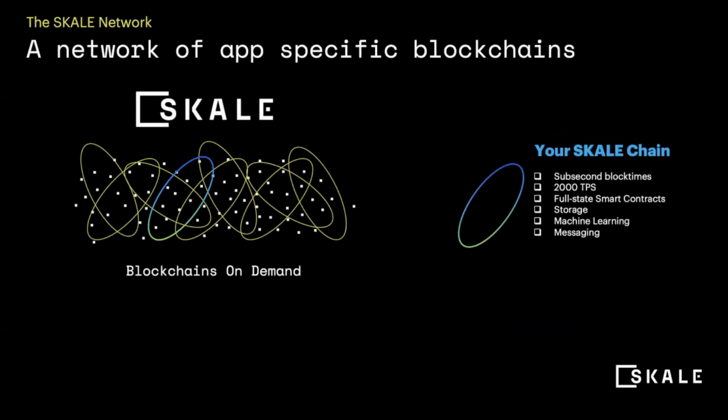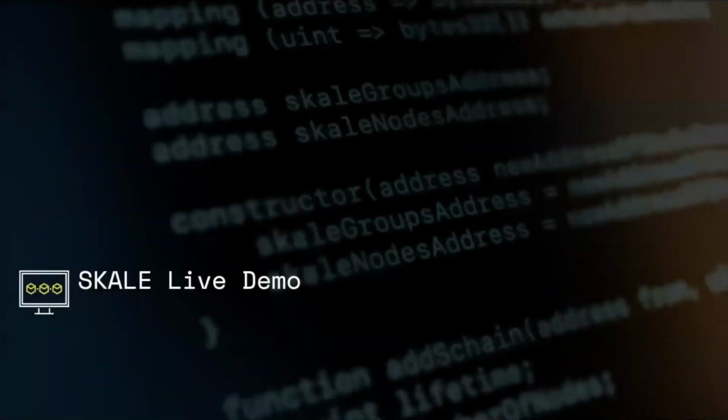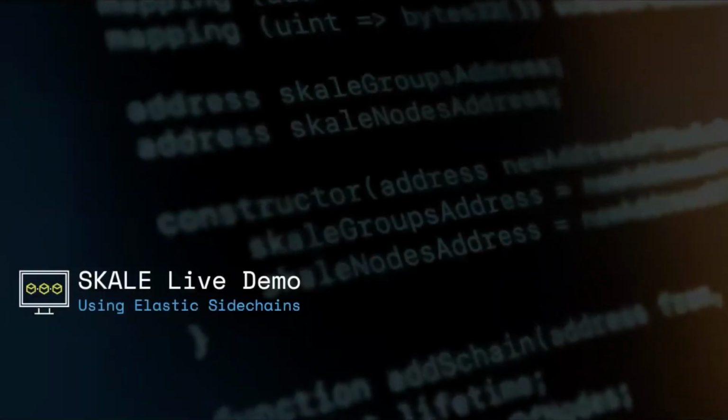Instead, when you spin up a SKALE chain, you decide what size you need and configure it to meet your requirements. With a small chain, you'll get fewer transactions per second, which is great when you're just in the beginning stages of developing your solution. And as your solution grows, your SKALE chain will grow with you. So you can move from a small chain to a medium chain to a large chain. And with a large chain, the SKALE network can process up to 2,000 transactions per second. So now that you have a better understanding of the SKALE network, let's see it in action.